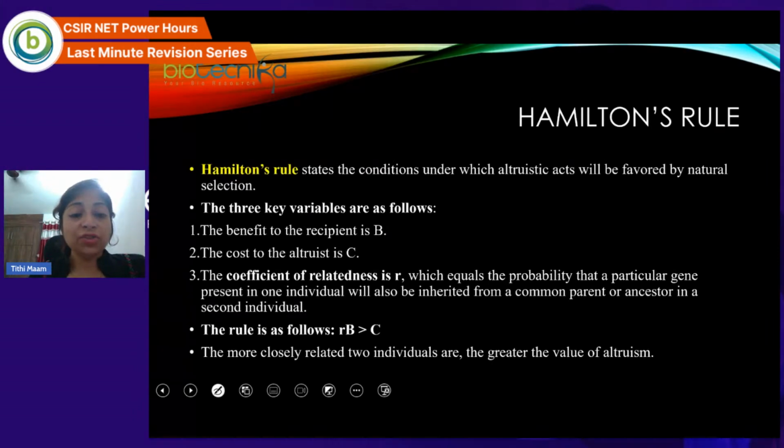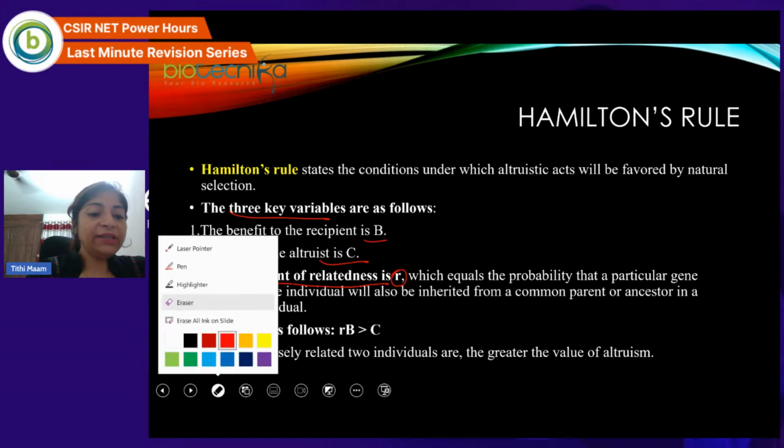Now moving on to Hamilton's rule. Hamilton's rule talks about altruistic act where we are doing sacrifice. Whether the sacrificial act will be transmitted, will be naturally selected in the population or not, that can be determined by Hamilton's rule. There are three key variables: benefit to the recipient, cost to the altruist, the person who is doing the sacrifice, and the coefficient of genetic relatedness, that is R. Hamilton's rule says that any altruistic act will be naturally selected if RB is greater than C.